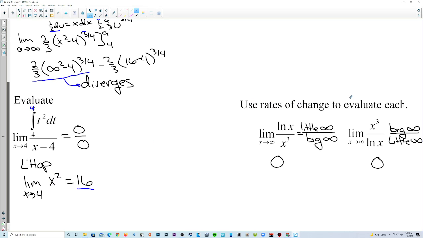Use rates of change to evaluate each. You can certainly use L'Hopital's. I have a little mistake here. This is not 0. This ends up being infinity. Oh, I didn't get the pin to work. Let's try that again. There we go.